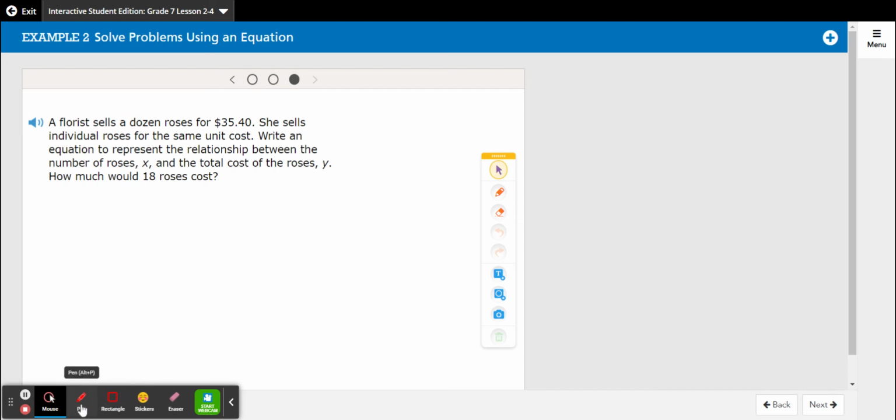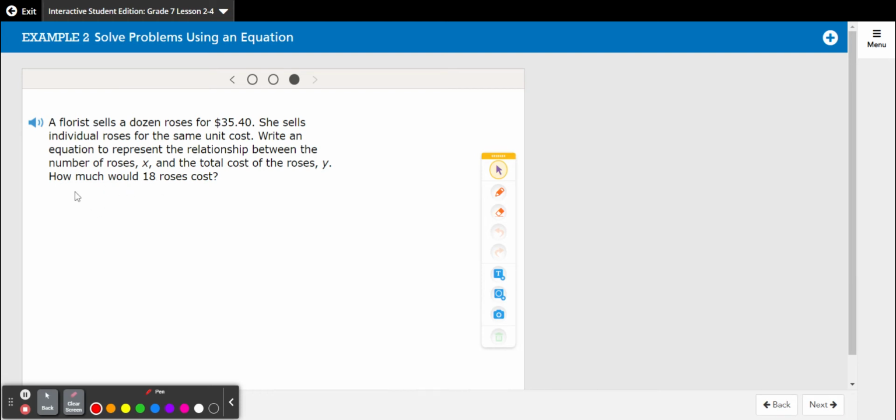This is try it problem number 2 from lesson 2-4. A florist sells a dozen roses for $35.40. She sells individual roses for the same unit cost. Write an equation to represent the relationship between the number of roses X and the total cost of the roses Y. Then, how much would 18 roses cost?